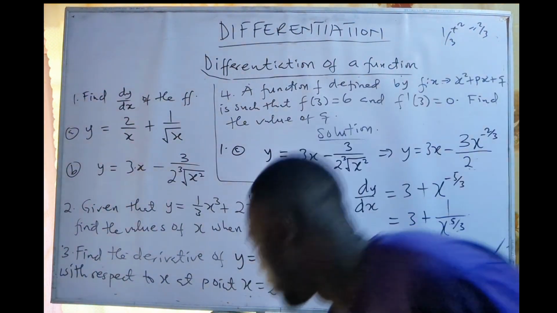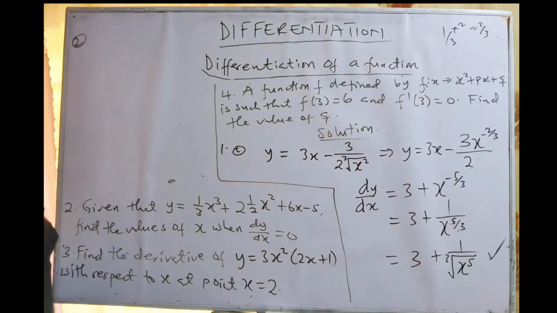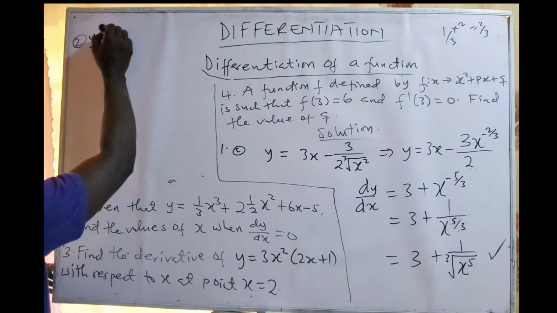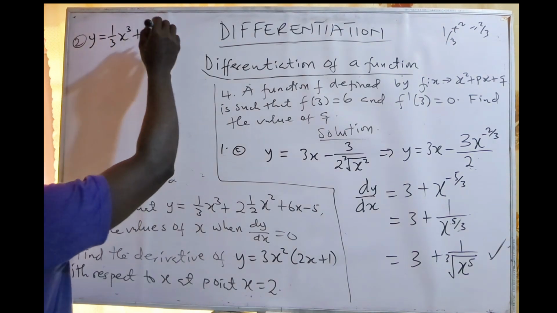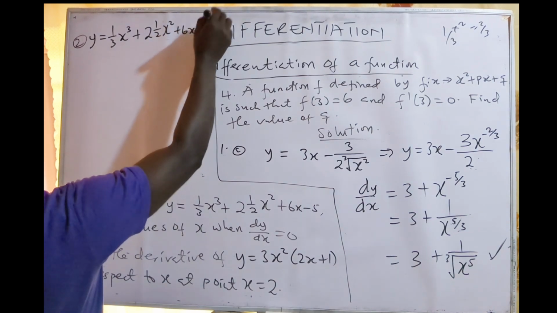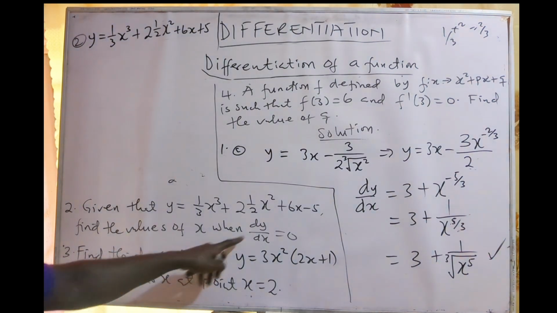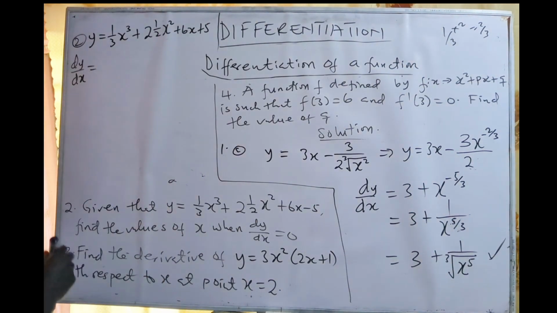All right. We are going to solve the last one. Number 2. Given that y is equal to 1 over 3 x cube plus 2 whole number 1 over 2 x square plus 6x plus 5. So this is what we are given. We are supposed to find the values of x when dy/dx is equal to 0. So let's find the dy/dx. Then after that, we equate the dy/dx to 0, and then we find the values of x.